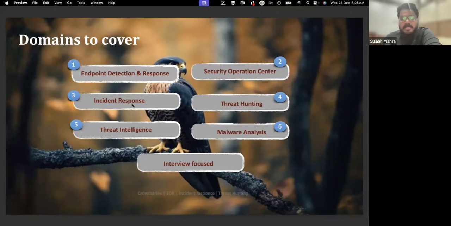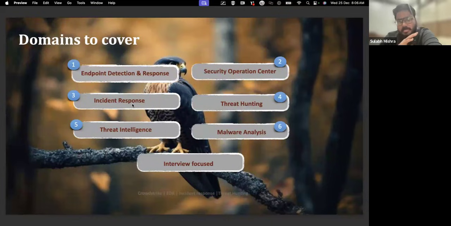Along with that, as you could see, we have incident response, followed by threat hunting, threat intelligence, and malware analysis. We touch base on these domains and see how we use Falcon as an EDR to perform incident response, how we perform threat hunting, how we use threat intelligence, and how we do malware analysis.